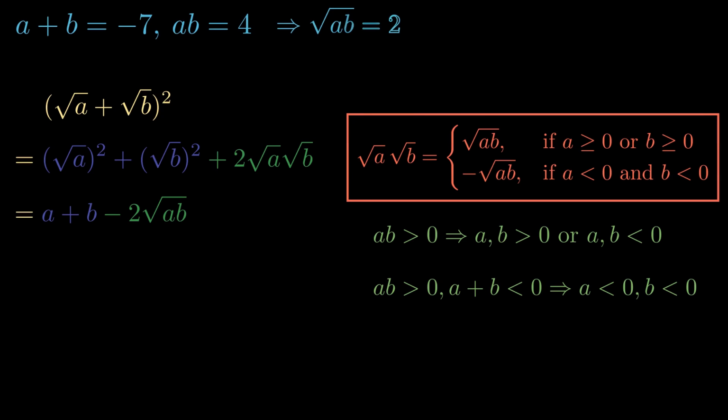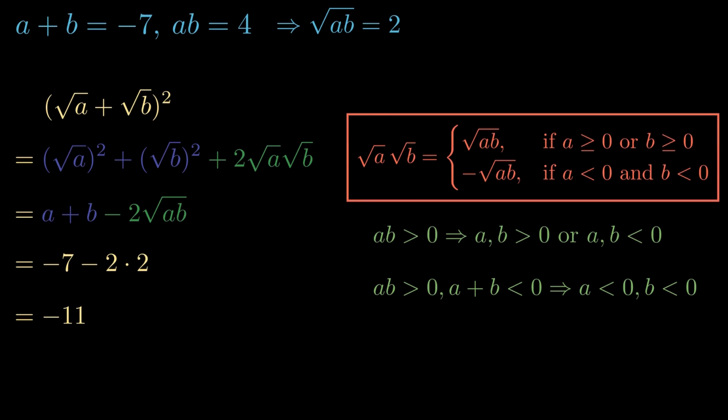Since ab equals 4, square root of ab equals 2. Therefore, we can use a plus b equals -7 and square root of ab equals 2 to work out that a plus b minus 2 square root of ab equals -7 minus 2 times 2, which simplifies to -11. So the solution to the problem is that if a plus b equals -7 and ab equals 4, then square root of a plus square root of b all squared equals -11.